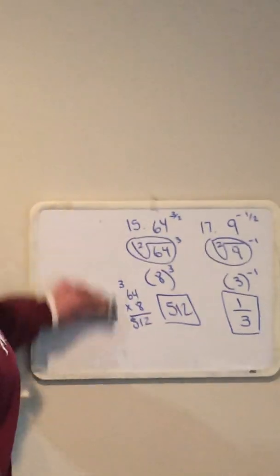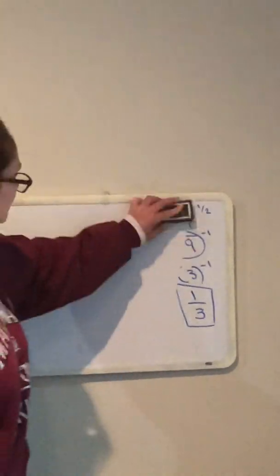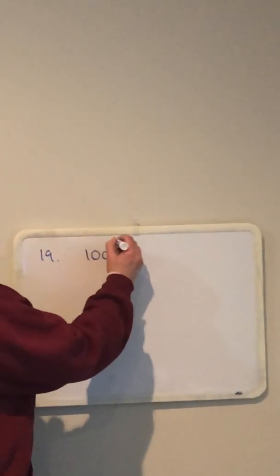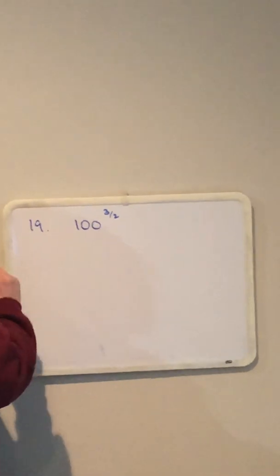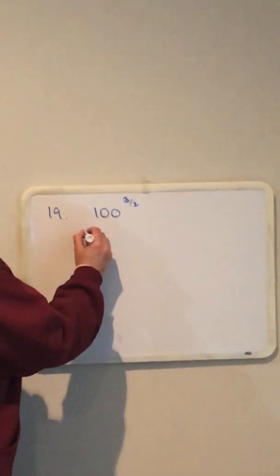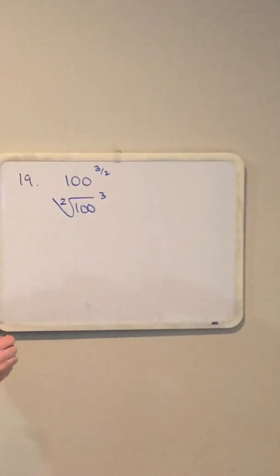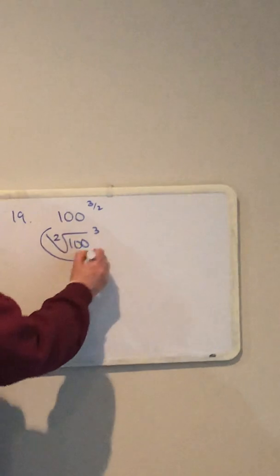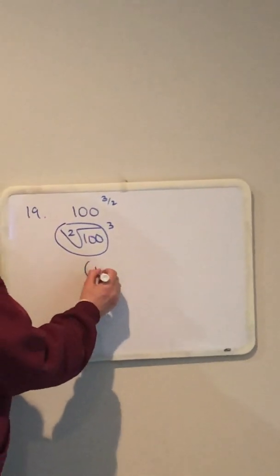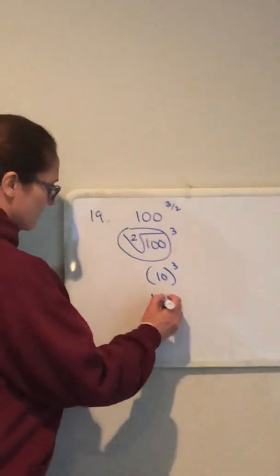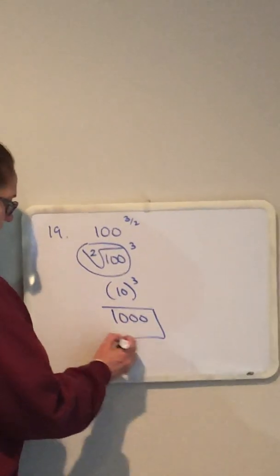Last one, 19. 19 is 100 to the 3 halves. That means the square root of 100 to the third. The square root of 100 is 10. Let me do that first. So we have 10 to the third, and 10 to the third is 1,000. That is the final answer to 19.